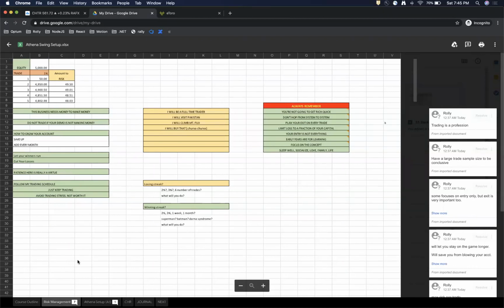So as I said, in this Excel tab, I am going to cover the risk management and also what would be the initial trading amount that you would like to put into.